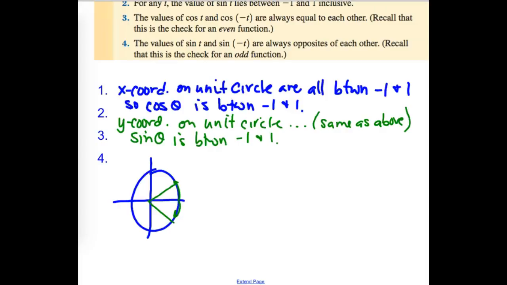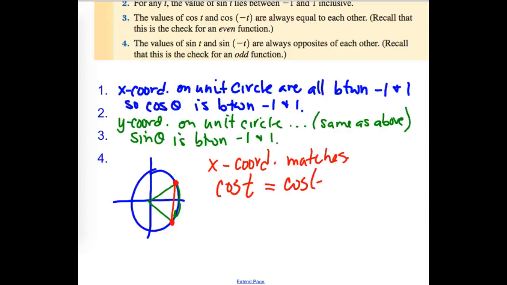Okay, thinking about the coordinates of your point. We've got this one and this one, yes? They are on the same vertical line, correct? So this is just one vertical line connecting those two dots, which means the x value is going to be the same. Agree? So the cosine of some positive angle is going to be equivalent to the cosine of its same measurement but going in the opposite direction. Okay?